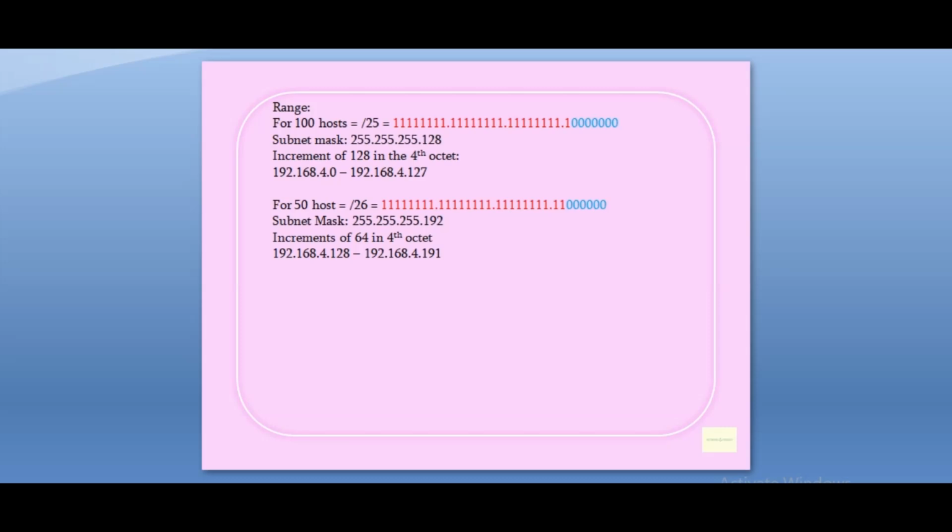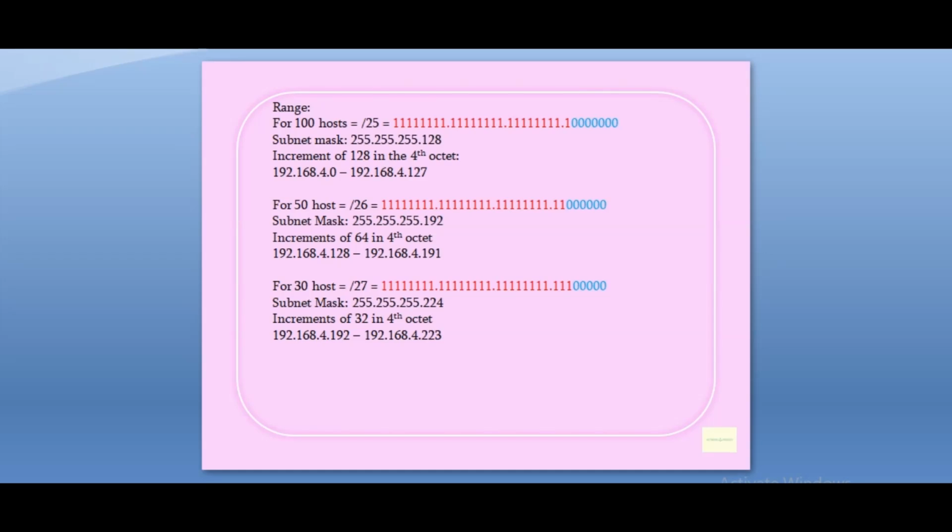For 50 hosts, we used /26, which has the last network bit in the last octet, on the value of 64 in the binary place value table. That means with increments of 64 in the last octet, we get our subnet. This subnet's network address will be the last subnet's broadcast address plus 1, which is 192.168.4.128, and for the broadcast address add 64 to the last octet, which gives us 192.168.4.191.